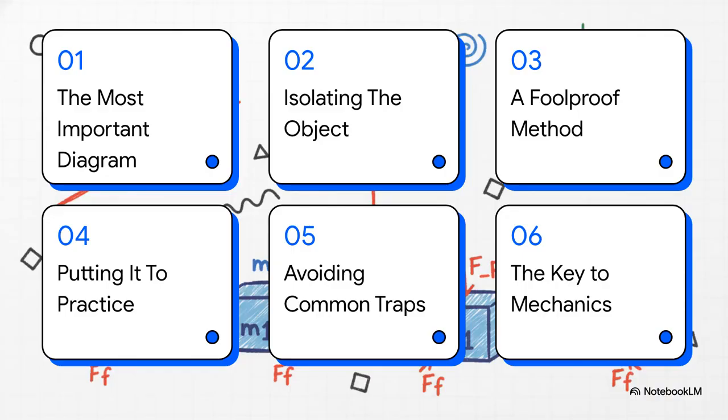Okay, so here's our game plan. We're going to kick things off with why this diagram is such a big deal. Then we'll get into the nitty-gritty of isolating an object. I'm going to give you a foolproof 4-step method that you can always rely on. We'll put it into practice, and then, super important, we'll cover the common traps that trip people up. By the end of this, you'll see exactly why this is the key to all of mechanics.